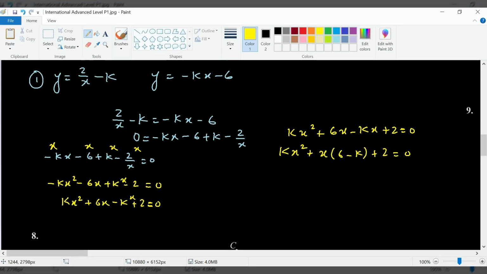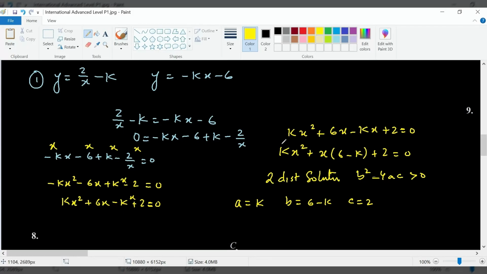Now I know very well that in here I have to find out using a quadratic formula. So for the quadratic formula, I should have two distinct solutions. That means for two distinct solutions, I should have b squared minus 4ac greater than 0. First of all, we test this one. So in here, the value of a is k, b is 6 minus k, and the value of c is 2.